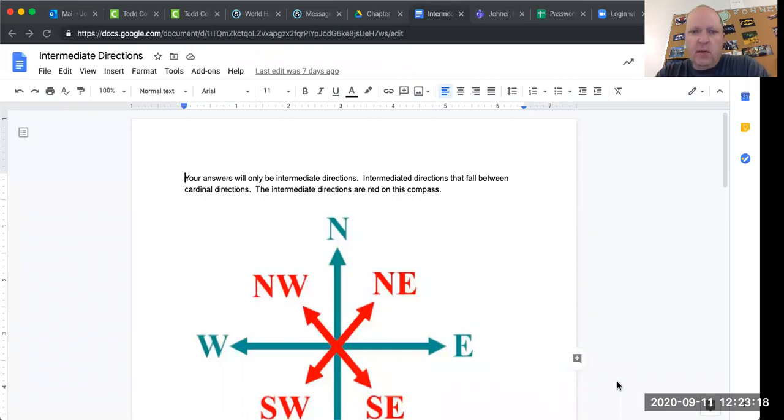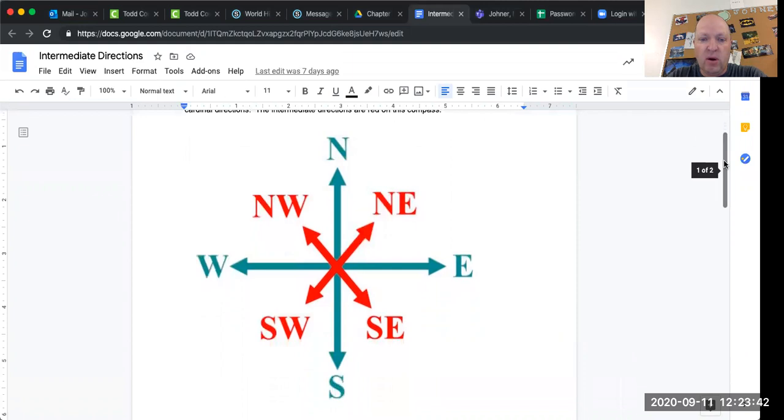All right, guys. Today we're going to learn about intermediate directions. Remember, we did cardinal directions. Now we're doing the other 4 directions found on a compass, which helps us find locations on a map or a globe, and they're known as intermediate directions. Now, on this activity, your answers are only going to be intermediate directions. Intermediate directions are the directions that fall between cardinal directions.